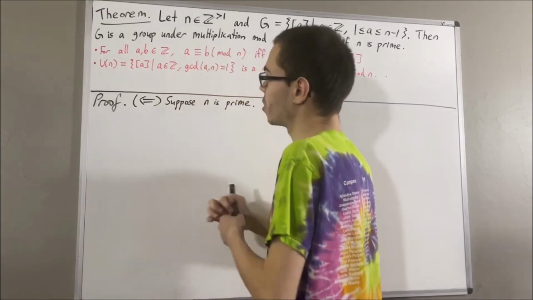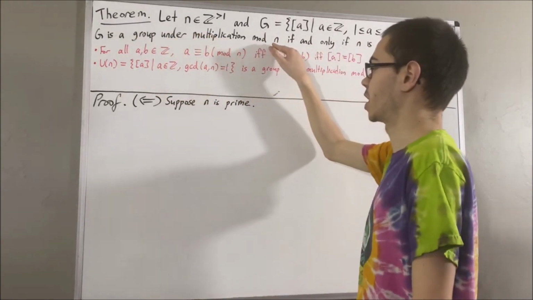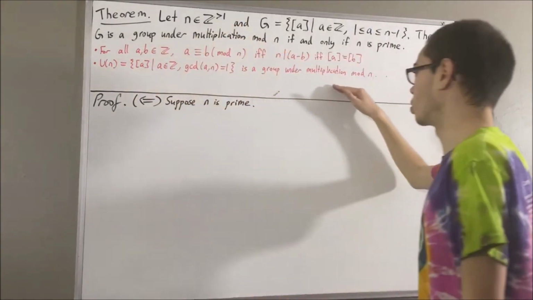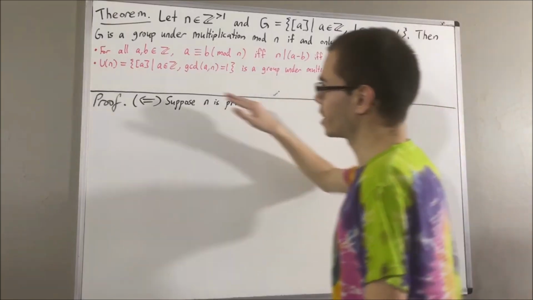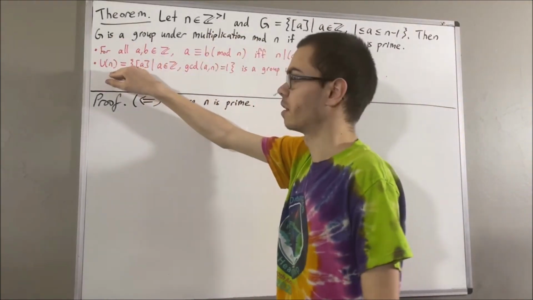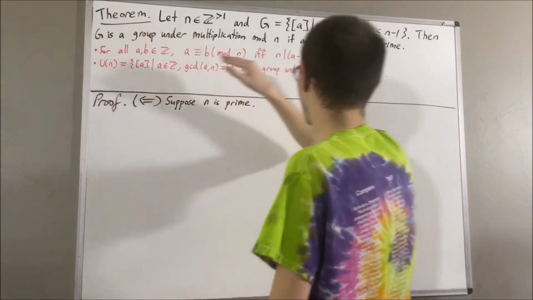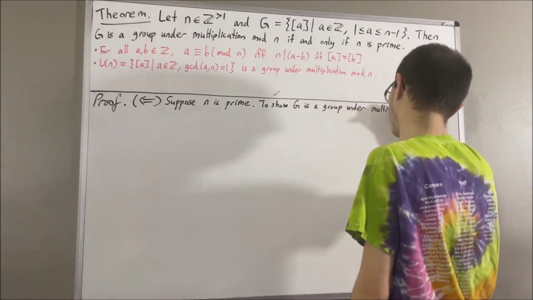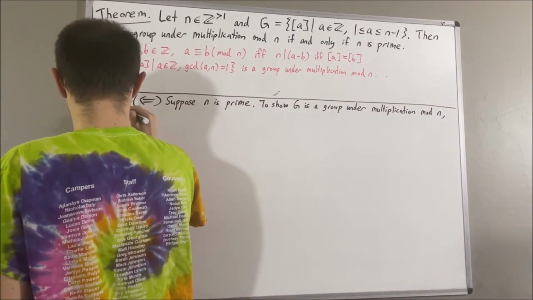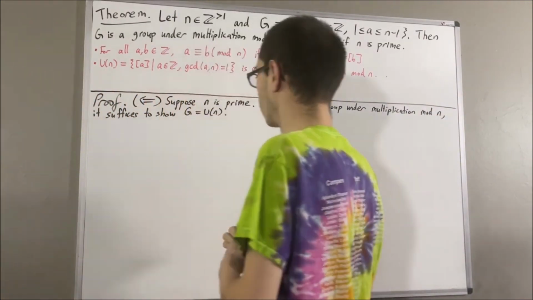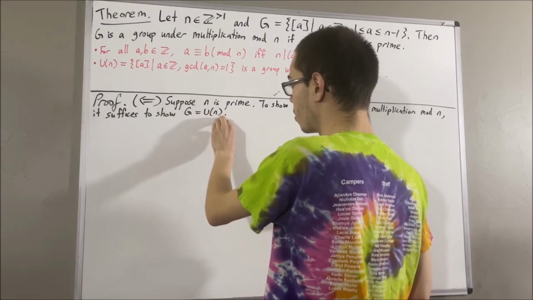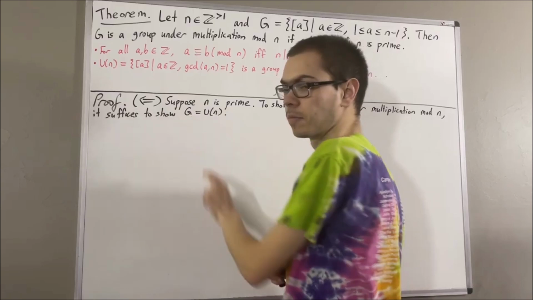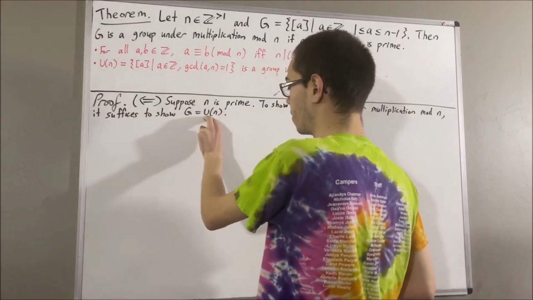From here, we want to show that G is a group under multiplication modulo n. Now, we know that U of n is a group under multiplication modulo n. So if we can show that G is equal to U of n, that will immediately tell us G is a group under multiplication modulo n. And to show that G is equal to U of n, we're going to show that G is a subset of U of n, and then we're going to show U of n is a subset of G. Let's start out by showing G is a subset of U of n.